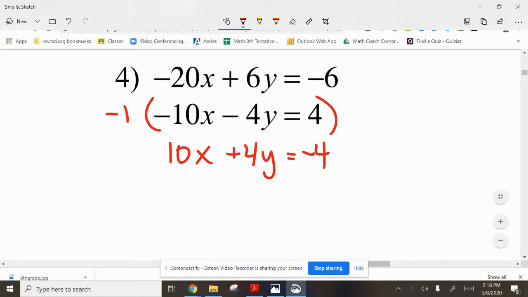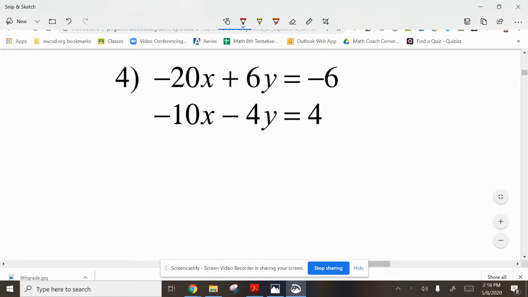But with this one, that won't work out because we need to get a 0x or a 0y. So what we're going to do here is multiply the bottom equation by, now let's look at this. I see 20 and 10, and I see 6 and 4. Now, there are other ways to get rid of the y, but I look at the x's and think I can manage to get to 0x by looking at those numbers, because they are multiples of each other, 10 and 20. So what would I have to multiply -10 by to get to a +20?